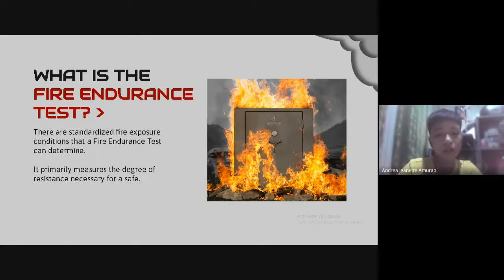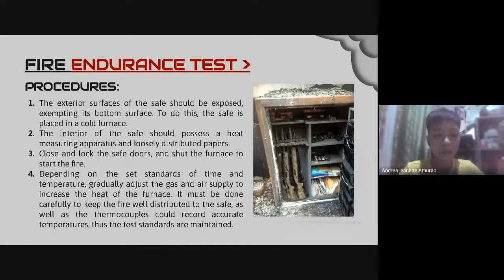Let's first discuss the fire endurance test. So there are standardized fire exposure conditions that a fire endurance test can determine. It primarily measures the degree of resistance necessary for a safe. So let's proceed to the procedures. Here are the procedures for the fire endurance test.